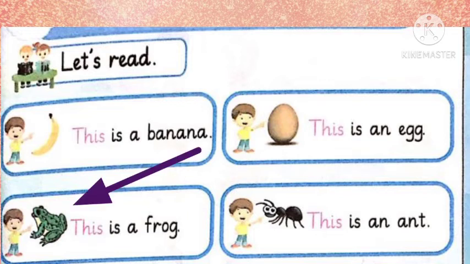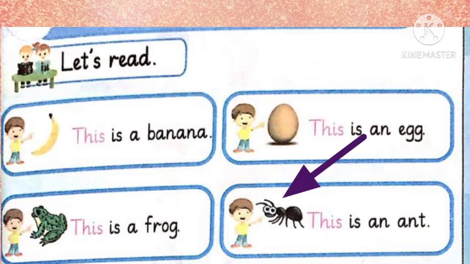Look at the next picture. This is a frog. Here is a frog in the picture and it is near to the boy. So we will make sentence with this. This is a frog. A frog because frog begins with F. F is a consonant. So we will use a. This is a frog. Now look at the next picture. What is in this picture? Here is ant and ant is near to the boy. So let's make sentence with this. The is this. This is an ant.